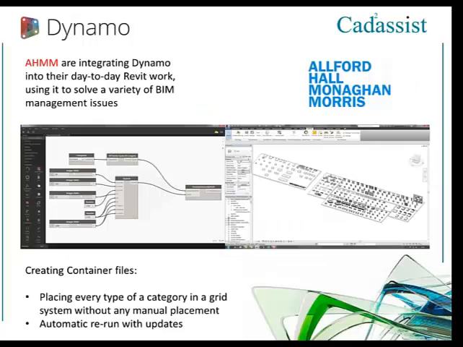Secondly, AHMM, they're using Dynamo again in a range of different applications to solve a range of problems. From the computational BIM side of things, they're using Dynamo to build intelligence into their models for, in this instance here, placing furniture or any other type of category on a grid system without having to place these families manually. So as you can see here, it's a fairly simple script, but what it does is it allows them to automate the placement, in this instance, of furniture.